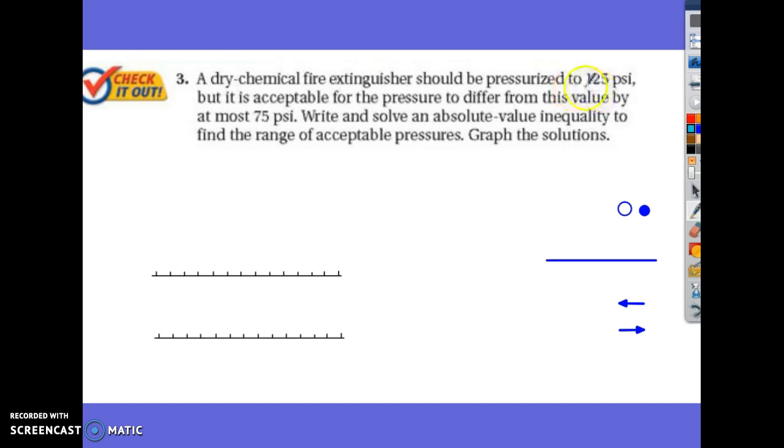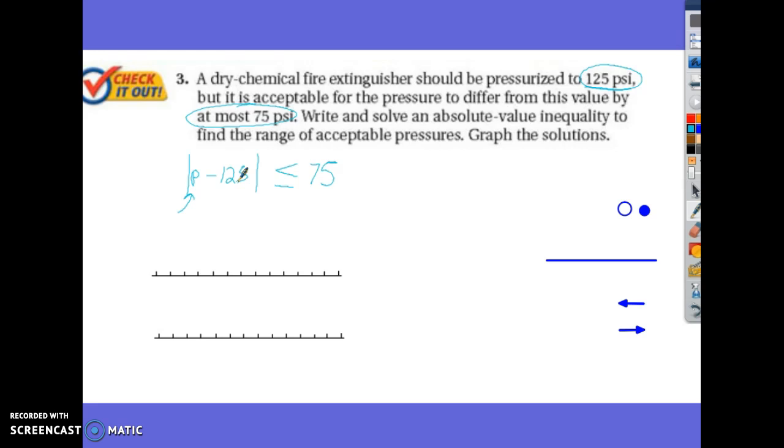The amount we're looking for is 125 psi, but it can differ at most by 75 psi. So really, the value that we're looking for is going to be less than or equal to 75 because that's the maximum amount at which it can differ. So in order to find the range of this value, you're going to take the absolute value of the pressurized amount minus 125, because that's what it should be pressurized to. So that's how you would write that equation.